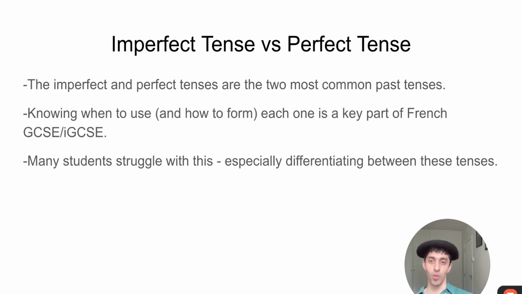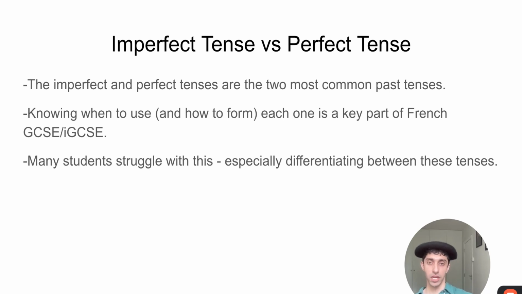So this is a common area of difficulty for many students. If you're struggling with this as a student, you should know that you're not alone. That can help take some of the pressure off as well. These tenses, of course, do not function exactly as they do in English. And so many students will struggle, particularly to differentiate between them, so to know when to use the imperfect tense and when to use the perfect tense. Students can sometimes know how to form them, but they may not know exactly when to use each one.